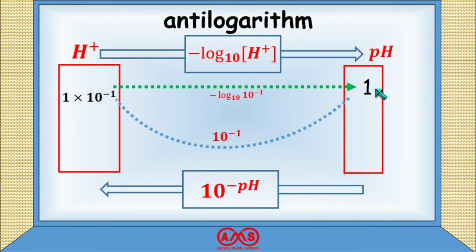So we can say if we substitute the value of 1 in this anti-logarithm process, this anti-logarithm process will give the value of H plus, that is 1 into 10 to the power minus 1. So with this anti-logarithm process, we get the initial value back. That is, this value of H plus is processed with this logarithm, we find the value of pH, and this value pH is processed with the anti-logarithm, we will get the value of H plus back.